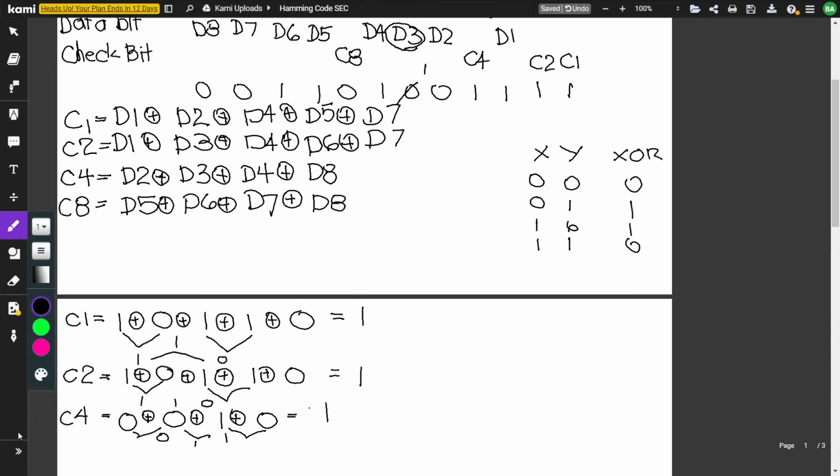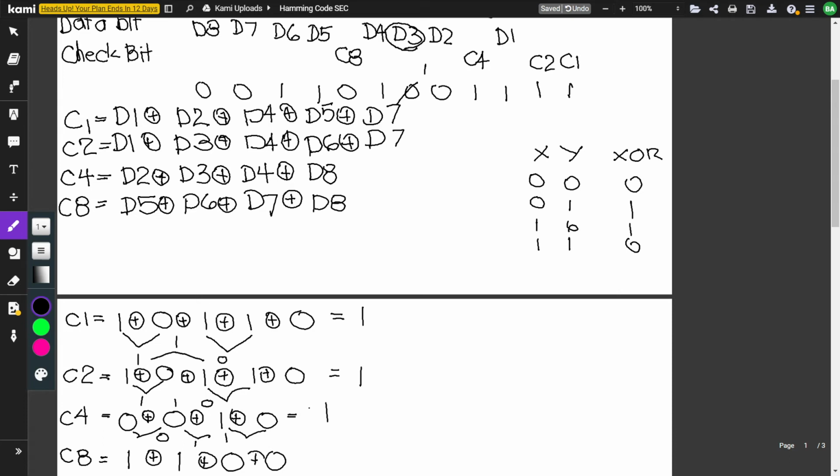And then last but not the least, we have C8. The C8 values are D5, D6, D7, D8. So we have 1, 1, 0, 0. And then XOR.